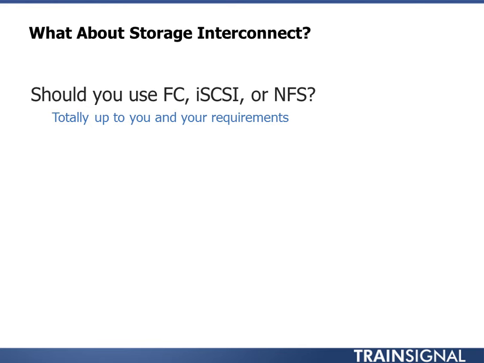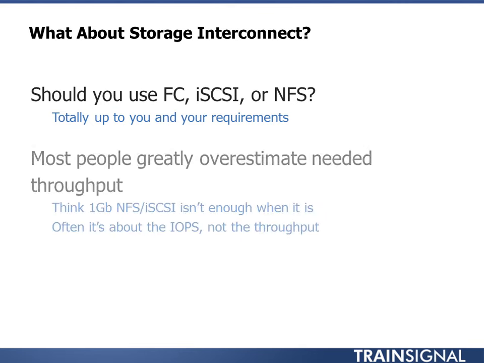From a pure performance standpoint, they are all very capable, especially now with 16 gig FC, 10 gig, 40 gig iSCSI and NFS. The interconnect isn't the issue. Even 1 gig iSCSI and NFS can throw a lot of 4K or 8K IOPS across it. So it's rarely the problem. It's really up to you. There are tons of pros and cons that we won't get into here, but it does not really matter.